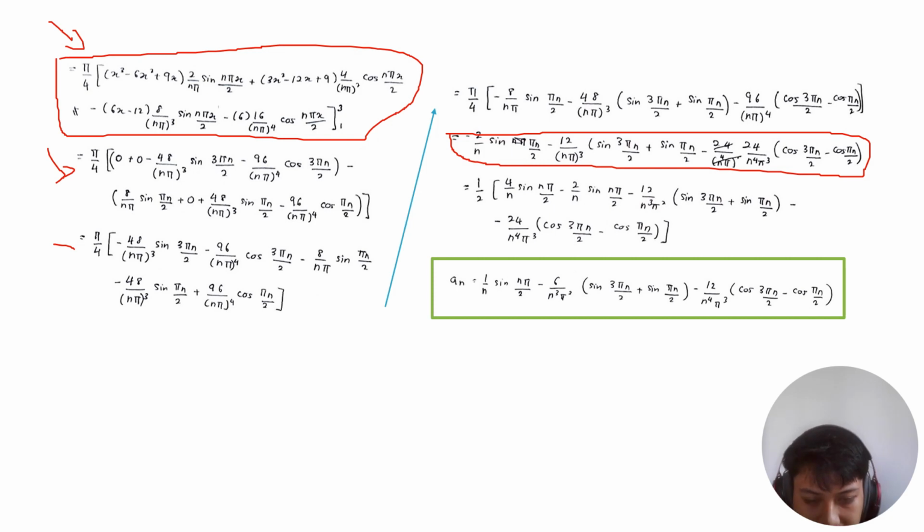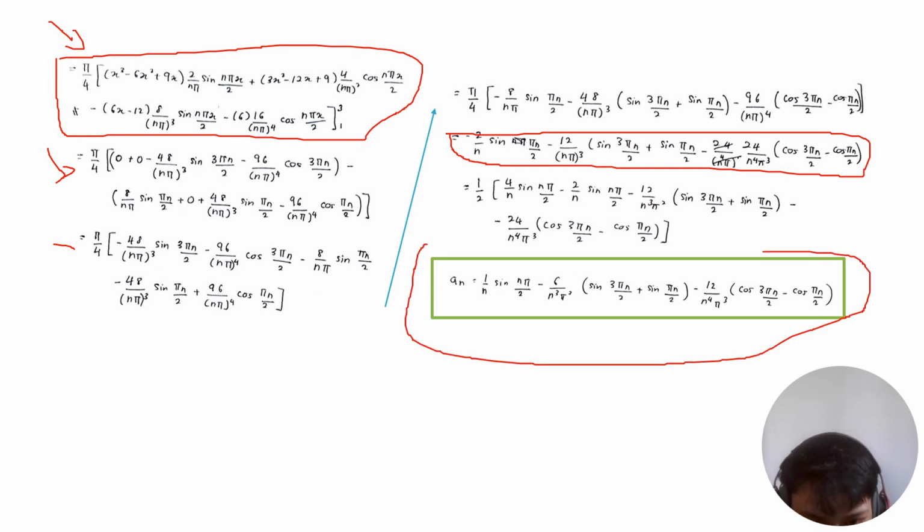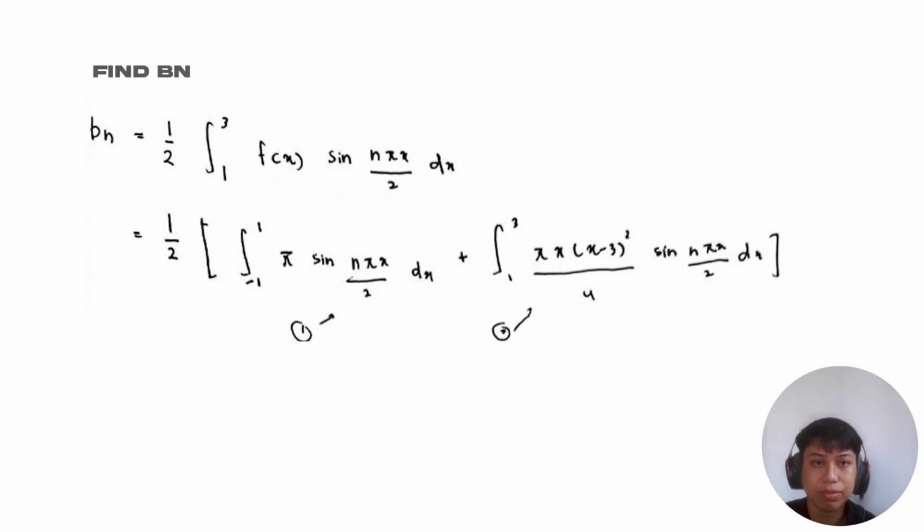and the second part to get the value of An, which is An equal to 1 over n sine n pi over 2 minus 6 over n to the power of 3 pi to the power of 2 in bracket sine 3n pi over 2 plus sine n pi over 2 minus 12 over n to the power of 4 pi to the power of 3 in bracket cos 3n pi over 2 minus cos n pi over 2. Alright, so let's proceed to our Bn.